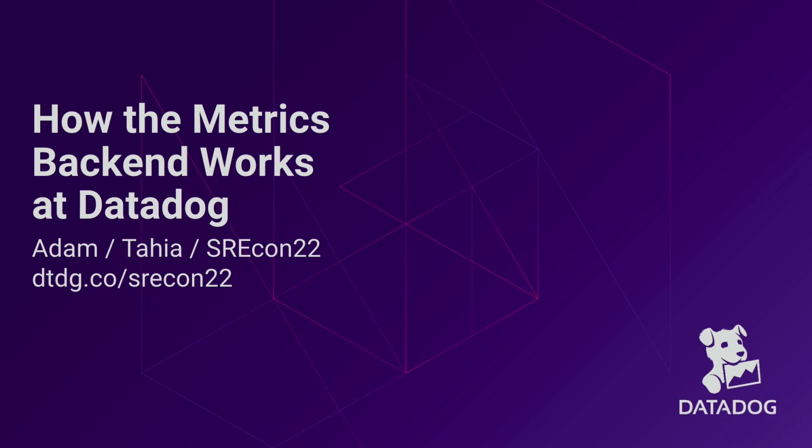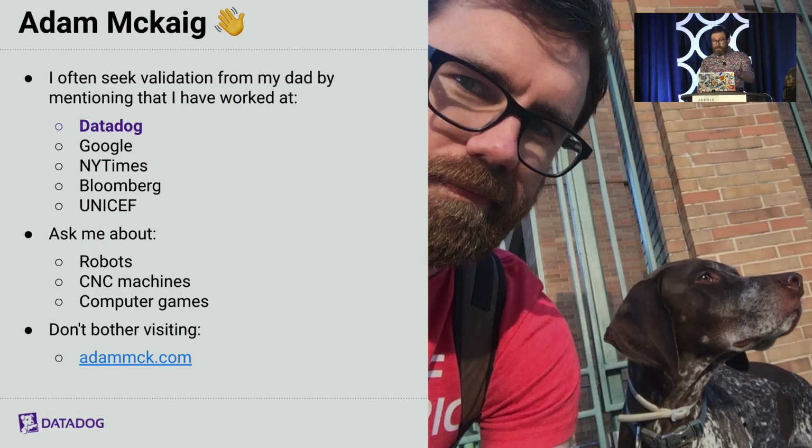It's called, like you just heard, a bit redundant, How the Metrics Backend Works at Datadog. I'm Adam Mckaig and I run an SRE team at Datadog called Metrics Reliability. Before Datadog, I was on monitoring SRE at Google a couple of years ago, where we looked after Monarch, which is the big planet scale monitoring thing that they have. I really like big distributed systems and such, and problems with them, which is why I'm here today to tell you about one of them.